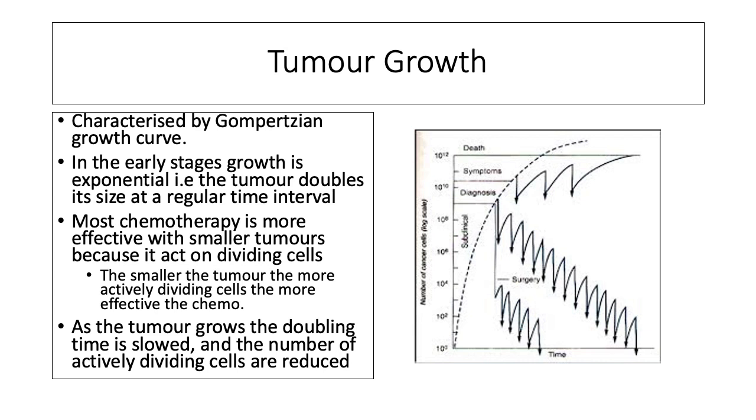So in the early stages of growth, it is exponential. It's characterized by what's called a Gompertzian growth curve. Most chemotherapy is more effective for smaller tumors, and surgery would be good before the tumor goes beyond the tissue. When the tumor is still small, before angiogenesis occurs, it can actually be chopped off and may not grow. That's why surgery becomes important. Then as the tumor grows, the doubling time is slowed. By the time you get here, most of the time the tumor has probably spread all over the body.